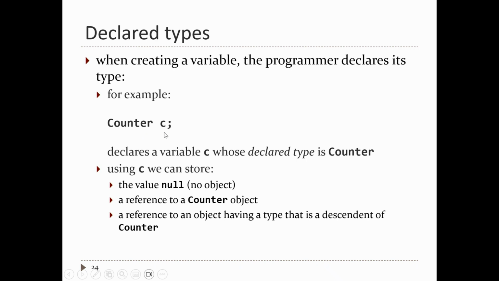What can you do with C? In Java, you can store the value null in C. Null means no object. Any reference variable can store the value null. We know that I can store a reference to a counter object, so we can write counter C equals new counter. But you can also store anything that is substitutable for a counter. So for any class that is a subtype of counter, we can store a reference to that object there as well. So I can write counter C equals new stopping counter. Stopping counter is a counter. I can store a reference to a stopping counter in a counter variable.